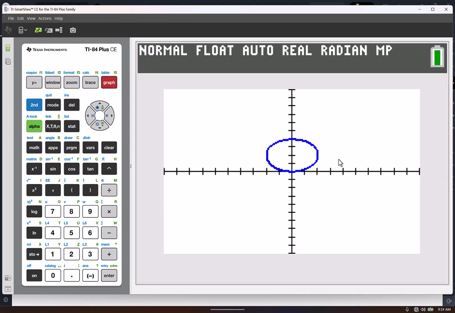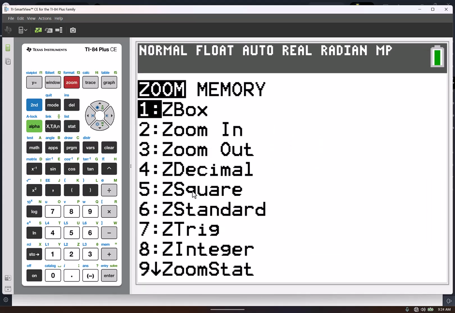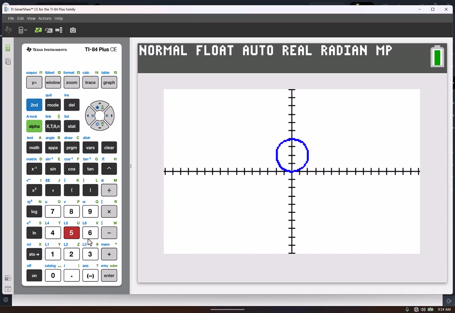My grid is not a square grid. So how do I make it a square grid? Click window. Oh no, not window, zoom. And then look, you see the one that says square? If I push that one, look, now it looks like a circle.